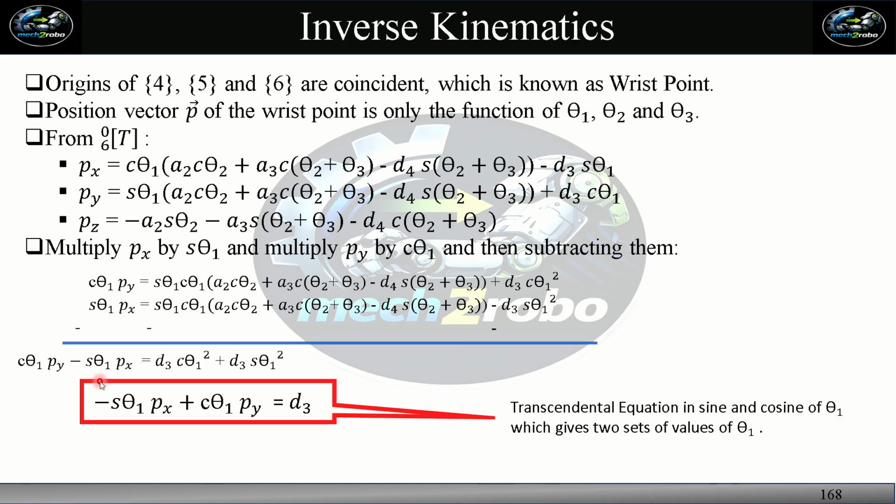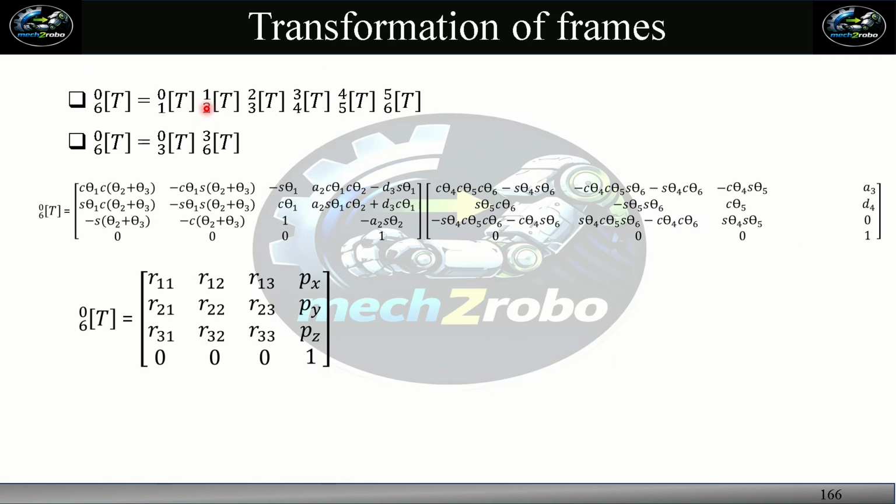In the previous video, we discussed the forward kinematics of the PUMA 560 robot. In this video, we will discuss the inverse kinematics of the PUMA 560 robotic arm.